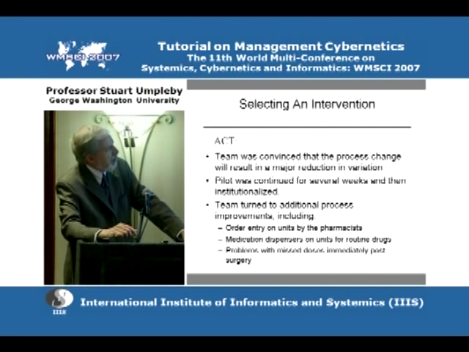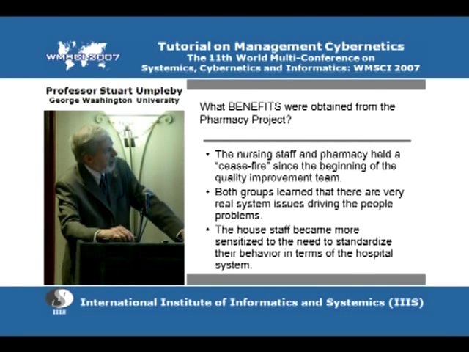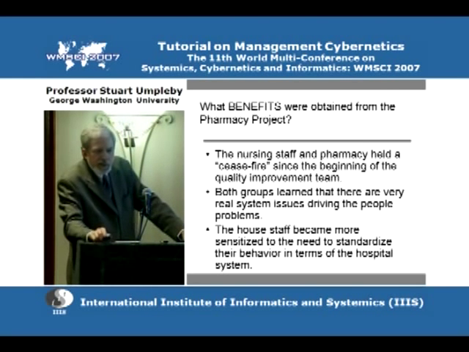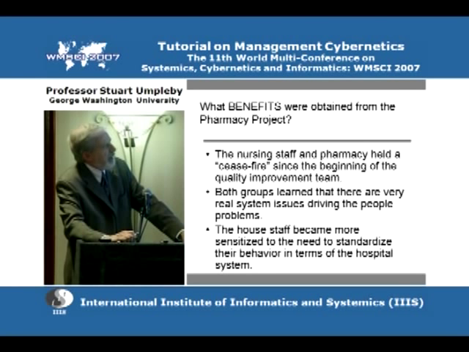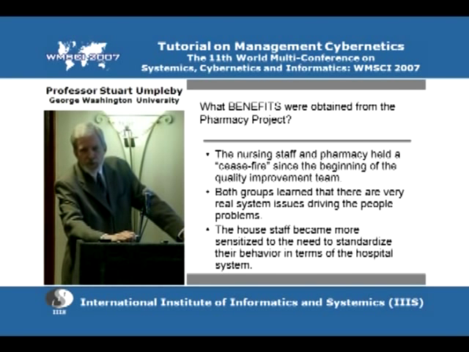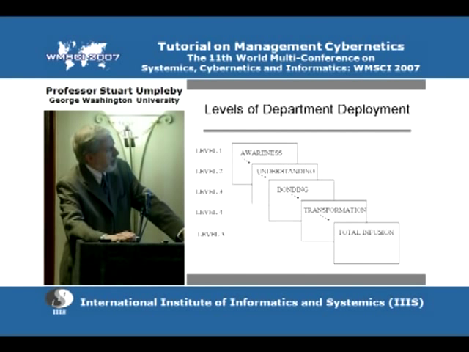Then the team turned to additional process improvements, including order entry on the units by the pharmacist, medication dispensers on the units for routine drugs, and problems with missed doses immediately post-surgery. So the point, what benefits were obtained? The nursing staff and pharmacy held a ceasefire since the beginning of the quality improvement team. Both groups learned that there are very real systems issues driving the people problems. In other words, it's not that people are lazy or dumb or irresponsible, but that the system needs to be improved. The house staff became more sensitive to the need to standardize their behavior in terms of the hospital system.